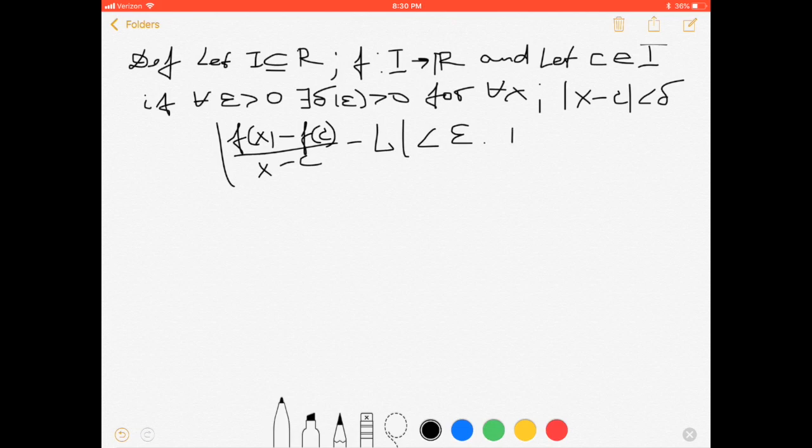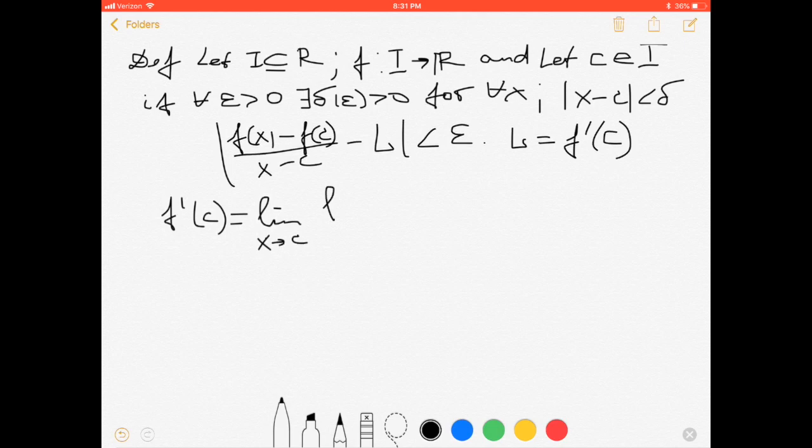This number L will be the derivative of your function f at point c. What does it mean? It means the derivative of function f at point c will be the limit, as x approaches c, of the fraction (f(x) minus f(c)) over (x minus c).